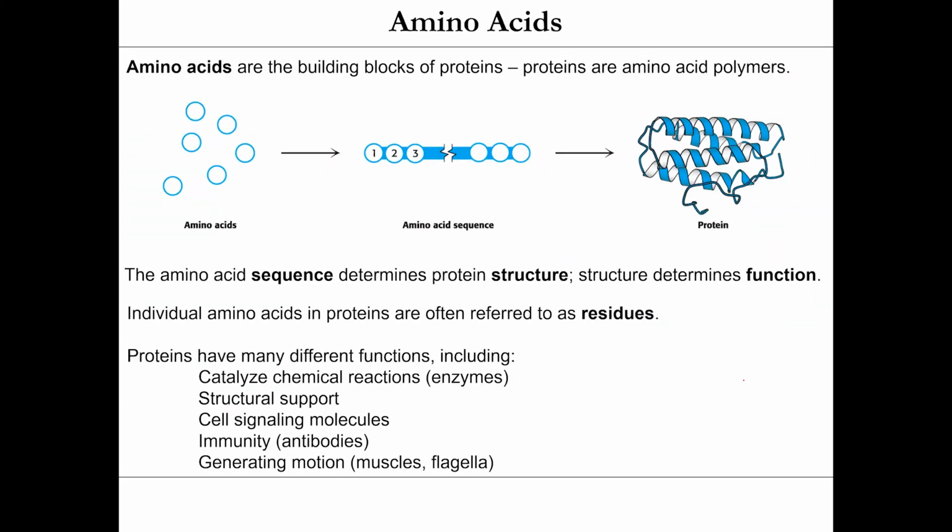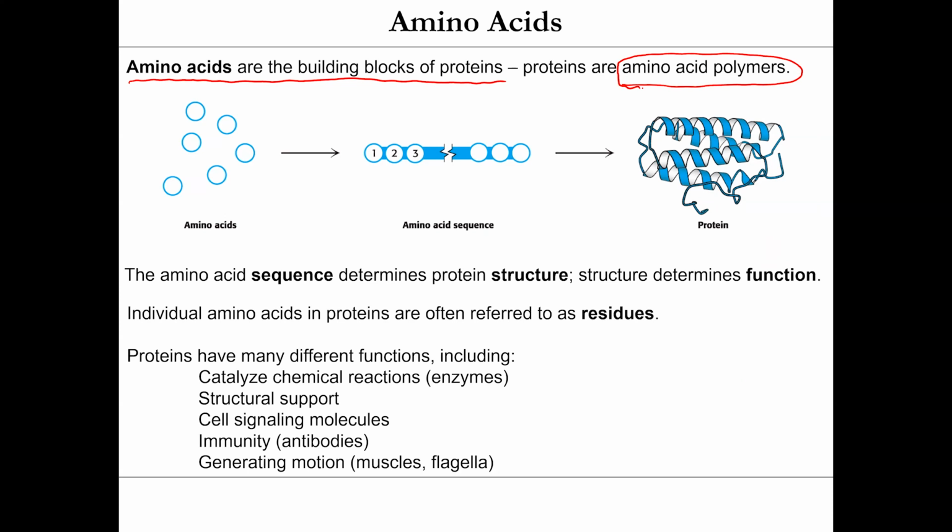All right, so now that we've talked about functional groups a little bit, we can get into the meat of the lecture, which is a discussion on amino acids. Amino acids are the building blocks of proteins. Proteins are just amino acid polymers. They're just a string of amino acids that are folded in a particular way.